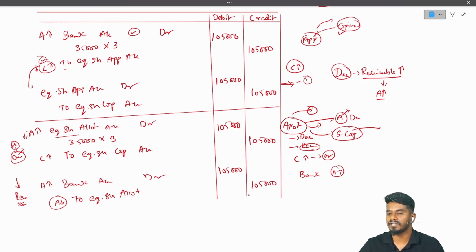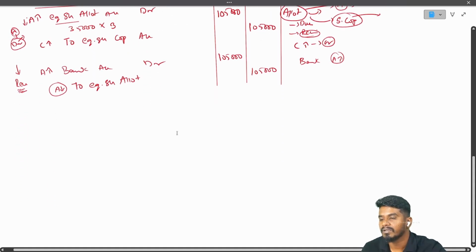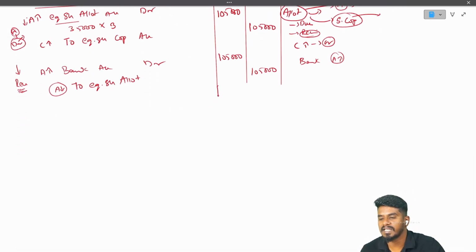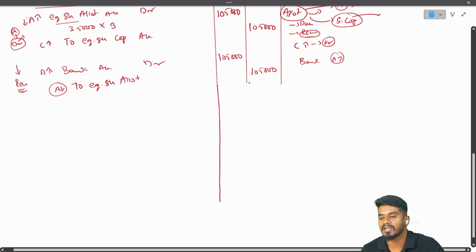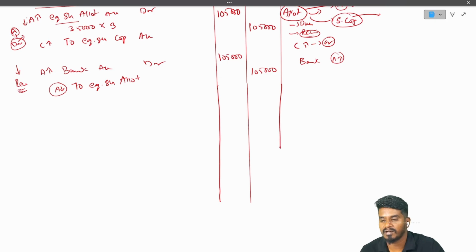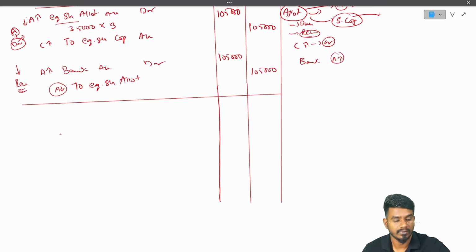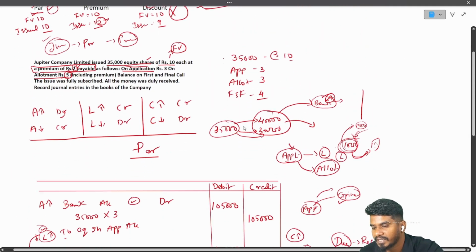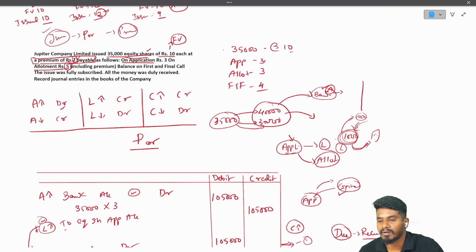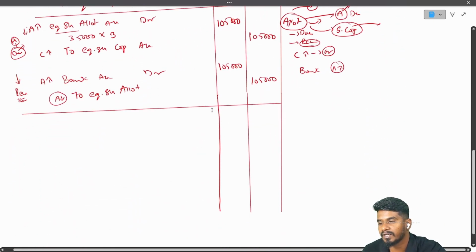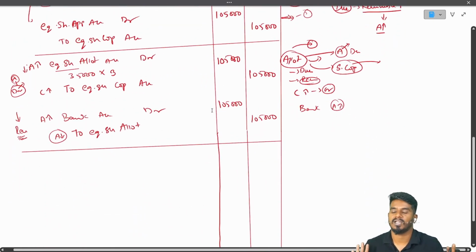Yes. So let us finish the last entry. The last entry is the same as above, just a name change. Concept and everything is the same, entry and all, just a name change. So let us see that now. Application done, allotment done, the first and final call entry is pending. The first and final call entry will be the same as allotment, just a name change.